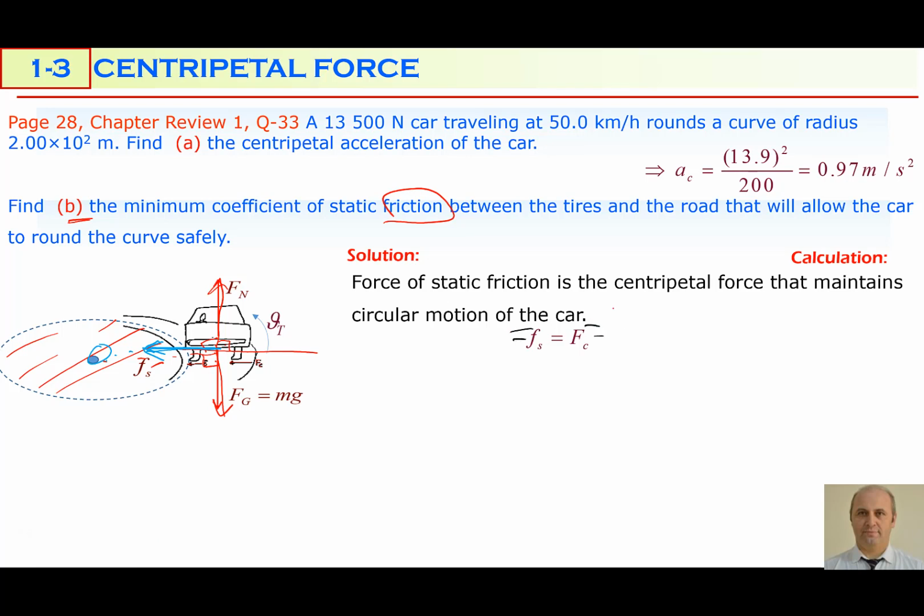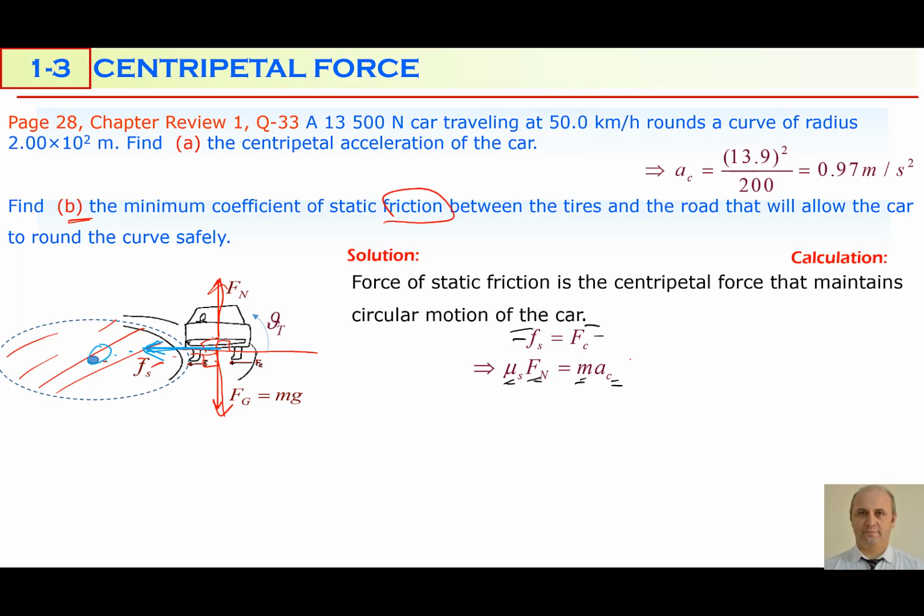Fs is equal to Fc. And the next step is to write the equation for Fs and Fc. Fs is mu s multiplied by Fn. You are going to calculate static friction force by multiplying the coefficient of static friction by the normal force, and Fc is equal to the mass of the object multiplied by the centripetal acceleration of the object.